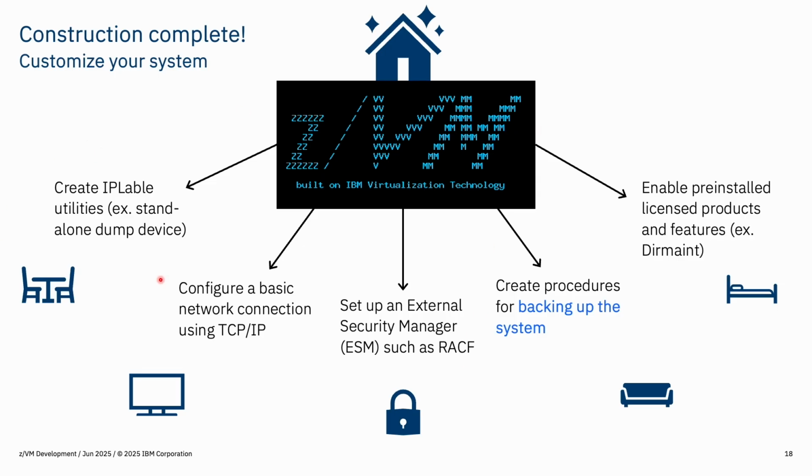So you can create some IPLable utilities, you can configure a basic network connection using TCP/IP, you can set up an external security manager, such as RACF, like the locks on your doors. You can create some procedures for backing up the system, which will be especially important as we proceed into the upgrade installation, but it's just a good idea in general. You can also enable any of those pre-installed licensed products and features that came with your installation, for example, DirMaint.